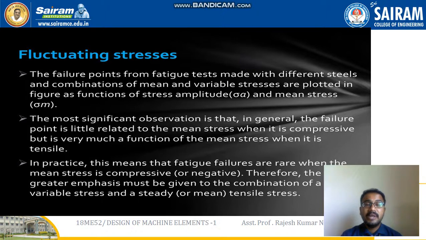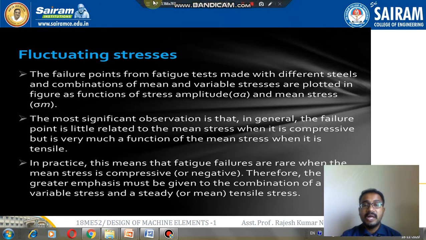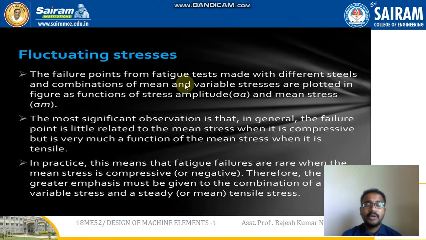Now it is connected with the fluctuating stresses. That is, the failure points from the fatigue tests made with different steels, and the combinations of the mean and the variable stresses, are plotted in the figures as a function of the stress amplitude and the mean stress. The most significant observation is that in general the failure point is little related to the mean stress when it is compressive, but it is very much a function of the mean stress when it is tensile. Everyone has to remember this.